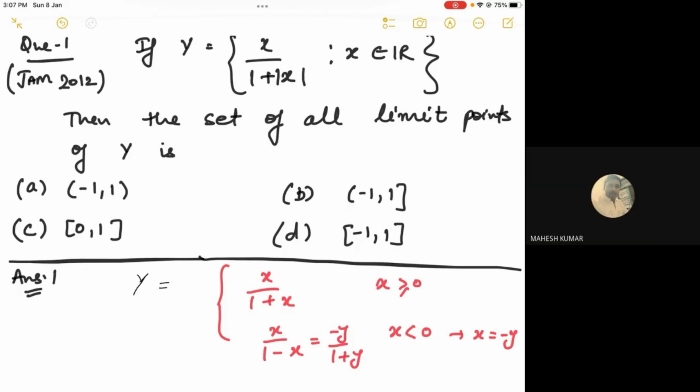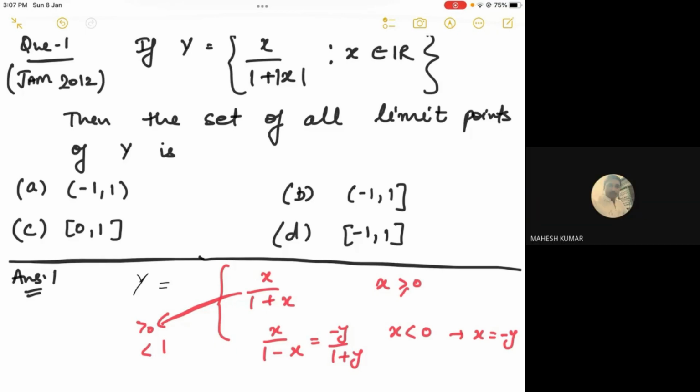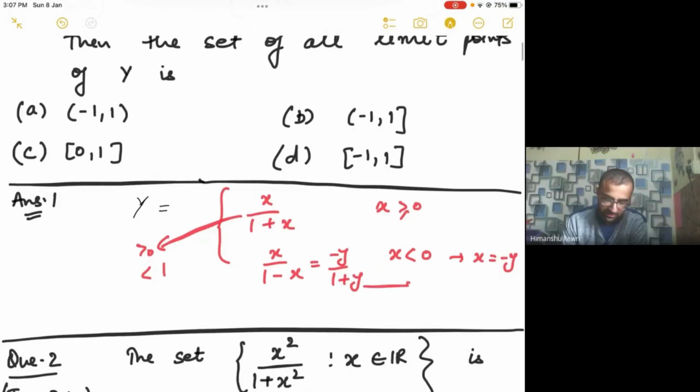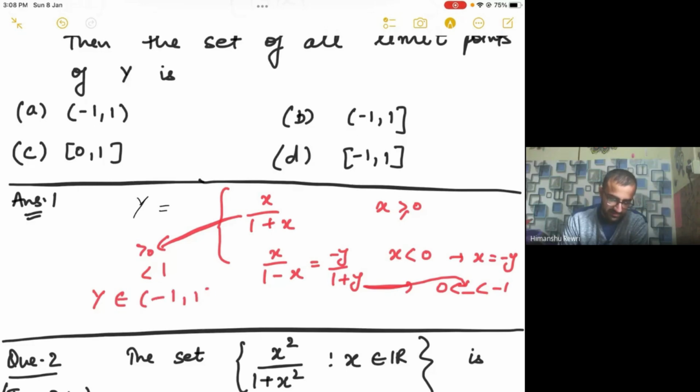Yes, sir. So for x greater than 0, this is always greater than 0 and less than 1. Is that clear to everyone? Yes, sir. For this also, this is greater than -1 and less than 0, when x is less than 0. Is that fine? Yes, sir. So basically our set Y will belong to (-1, 1).